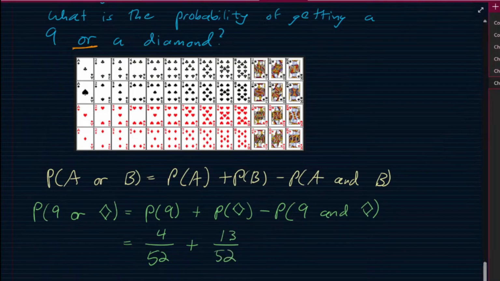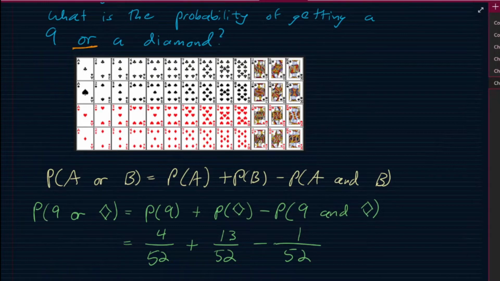But we may have counted certain things twice. And in fact, we've counted the 9 of diamonds twice. And that's what we end up subtracting away here. The probability of getting a 9 and diamond at the same time. Well, what's the probability of getting a 9 and diamond at the same time? Well, there's only one card that fits that description, the 9 of diamonds. So there's only one favorable outcome for that occurring. So we end up getting 1 for our numerator out of 52. The probability of getting a 9 of diamonds is 1 out of 52.